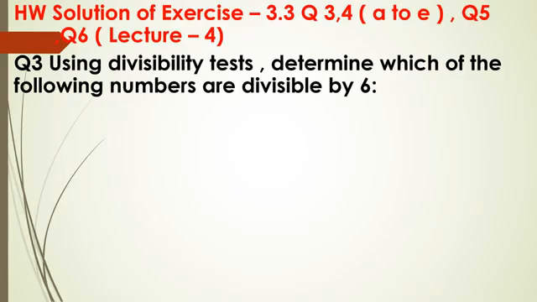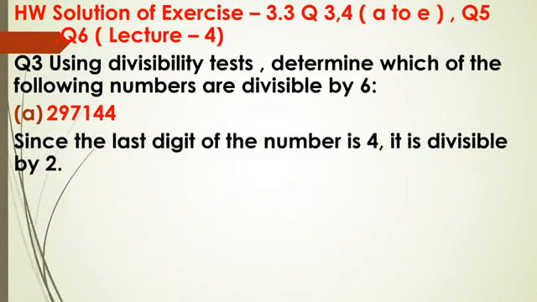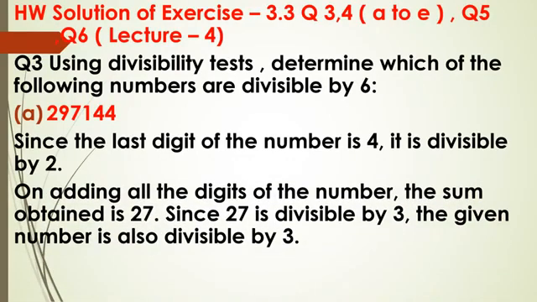See the first part. 2,97,144. Check its one's place digit. One's place digit is 4. Is it divisible by 2? Yes. As the one's place digit is divisible by 2, the number is also divisible by 2. Now we have to check by 3. Find out the sum of all the digits.